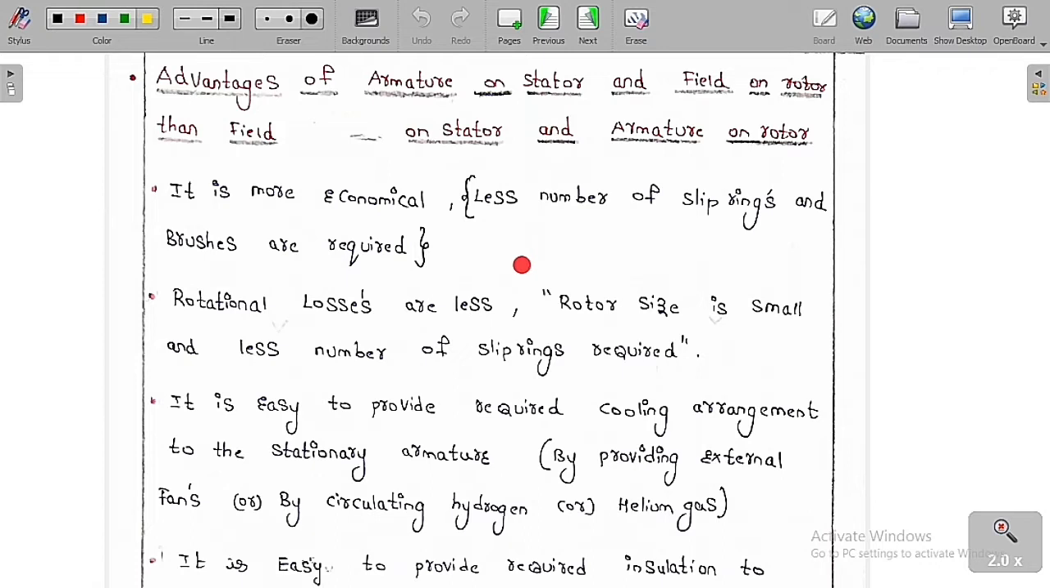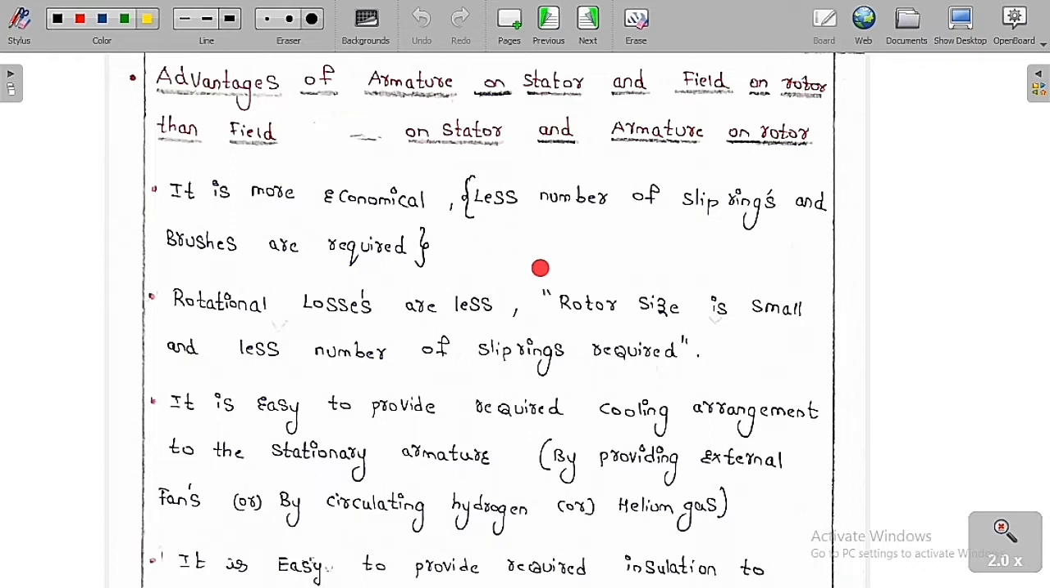If you go for the armature winding on the rotor, we are going to have 4 terminals. 4 terminals means 4 slip rings and 4 brushes. So we can say the count is very high. That is the reason that for higher rating machines, we always prefer to keep the armature winding on the stator and the field winding on the rotor.